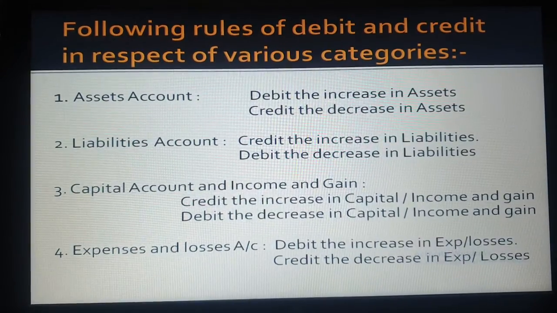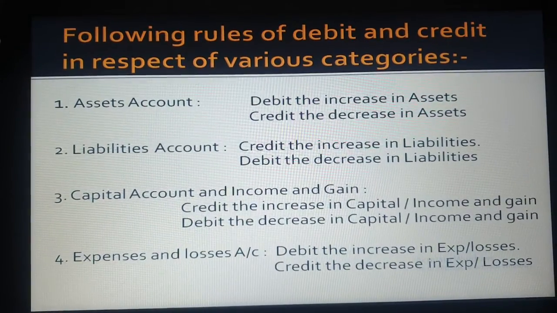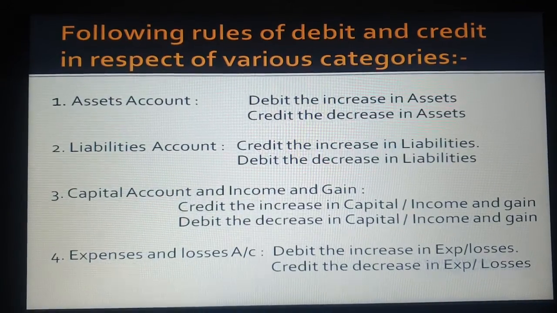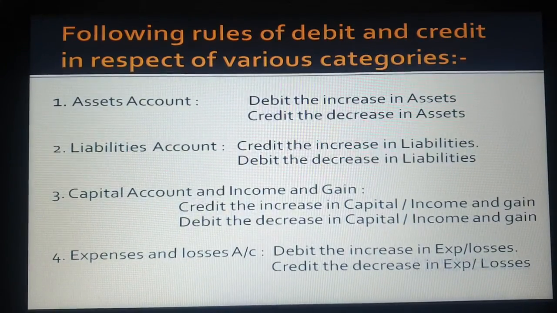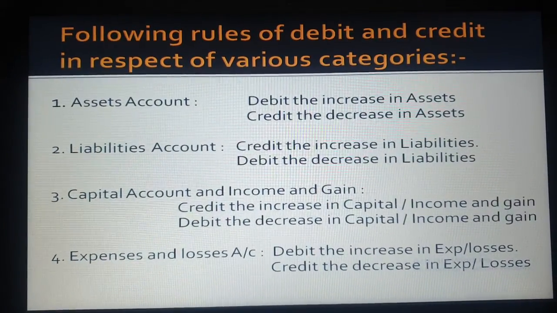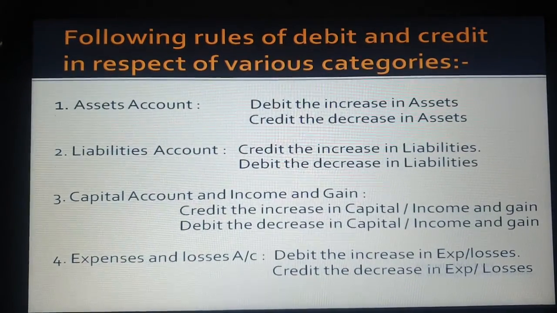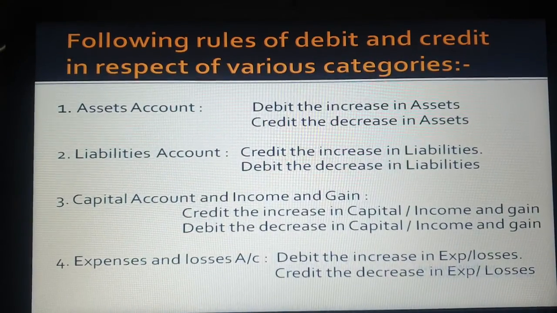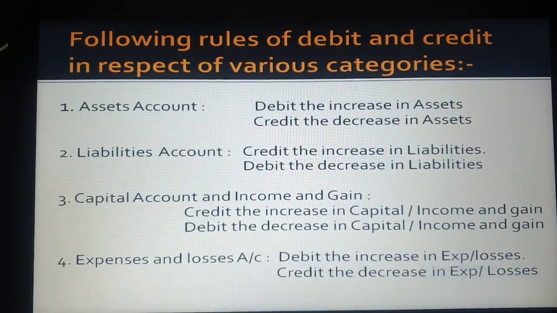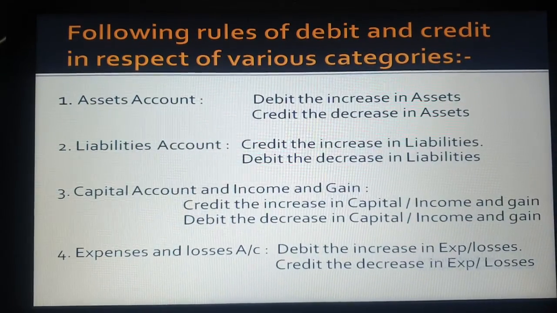And it is clearly mentioned that I am talking about the assets part only. Now second, liabilities account. For all accounts which belong to liability, increase in liability will be recorded on the credit side, that is the right hand side, and all decrease in liability will be recorded on the debit side, that is the left hand side. So this is just the opposite of asset account. Increase in liability is to be recorded on the credit side and decrease in liability is to be recorded on the debit side.